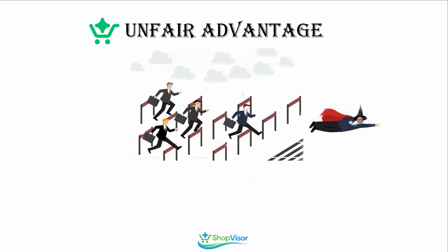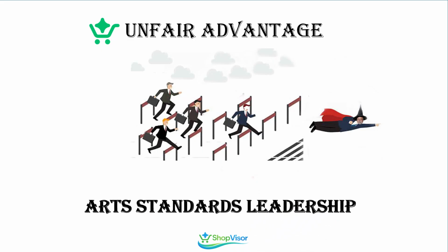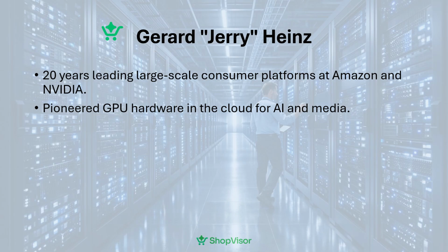So where does ShopVisor come in? And why does it have an unfair advantage? Because ARTS standards leadership was done by the people who are creating ShopVisor. I'd like to introduce briefly the fourth member of our team, Jerry Hines. We've made him the CEO of the company. He has 20 years leading large-scale consumer platforms at Amazon and NVIDIA. He pioneered GPU hardware in the cloud for AI and media. He is an incredibly talented individual, and he is going to run ShopVisor and take us to the next level.